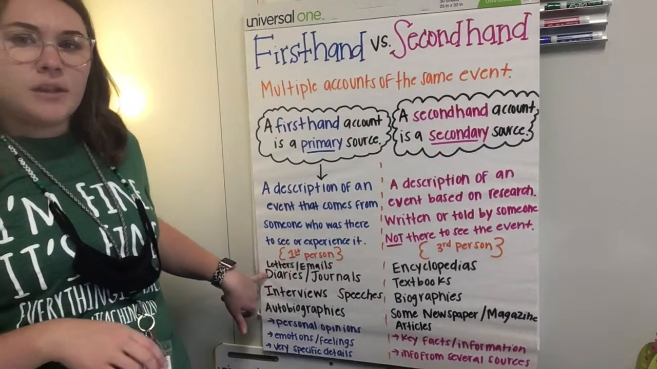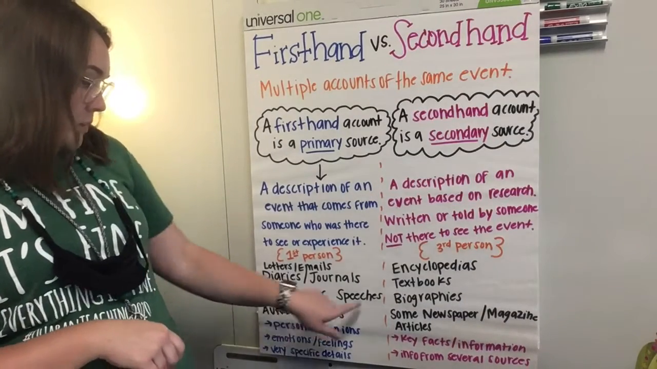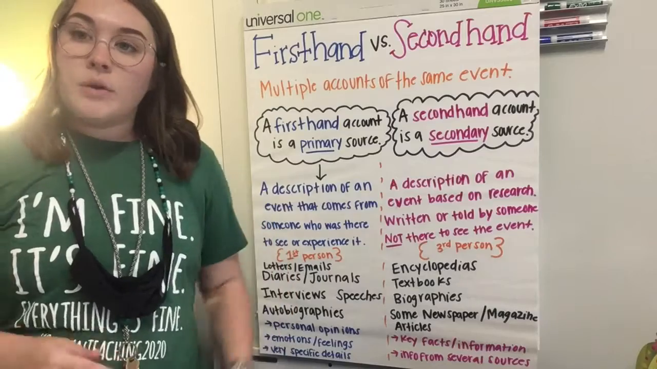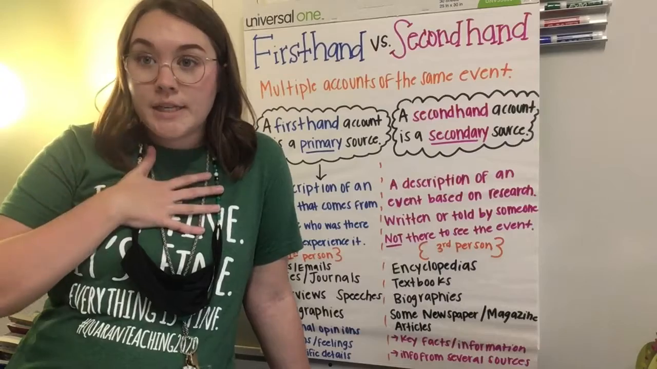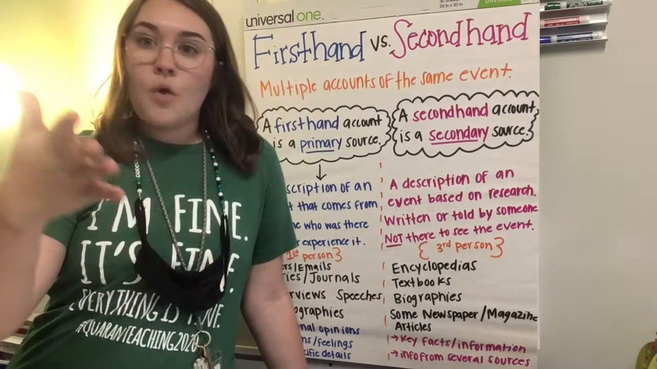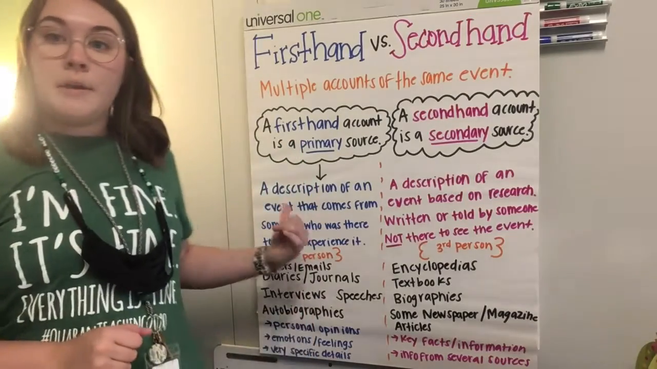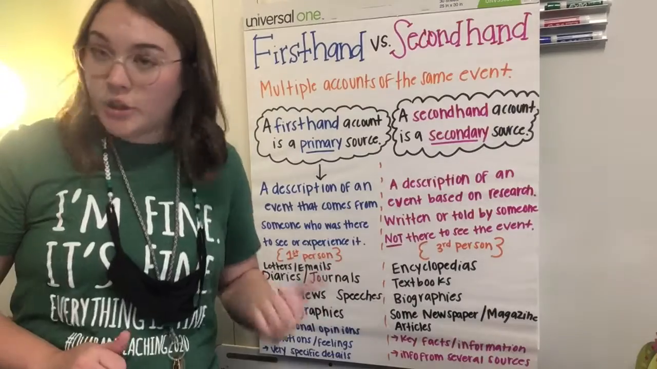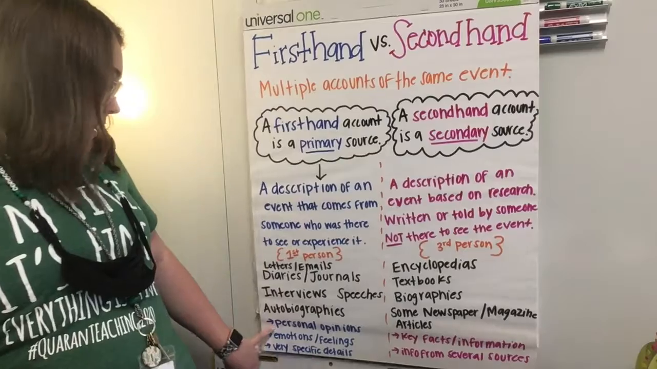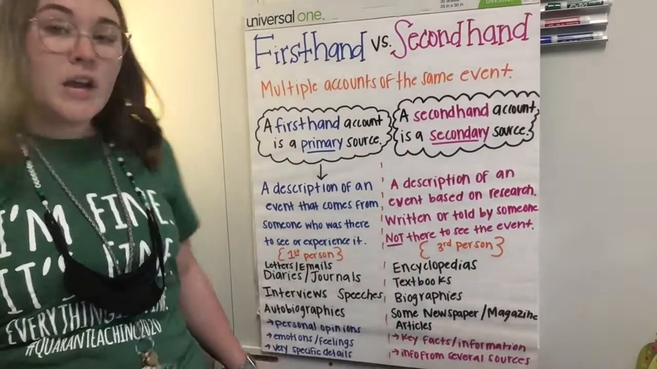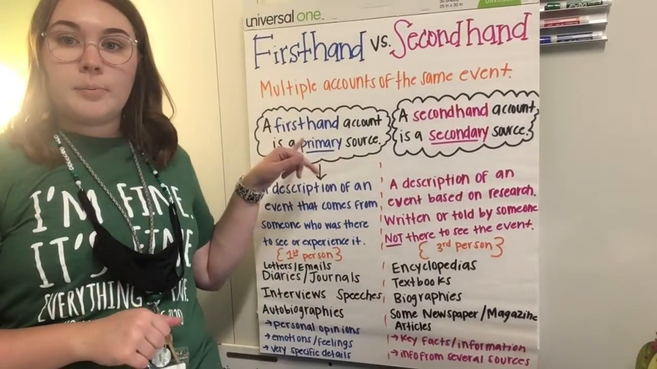So you're going to see stuff online that are like letters, emails, diaries, journals, interviews, speeches, autobiographies. Those are all things that are primary sources. That means the person is telling the story about themselves. So if you were to tell me a story about the time your dog ran away, that would be a primary source because you were actually there and you actually saw it and experienced it. So this might include personal opinions, it might include emotions or feelings, and very specific details because the person was actually there. So that's a first-hand or a primary source.